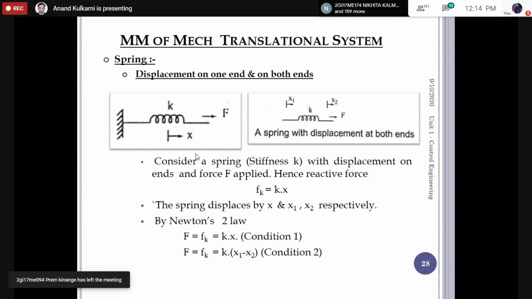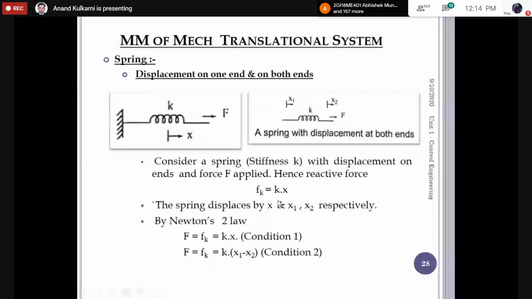How to write down the equation? By Newton's laws of motion, you have to write the force required to have a displacement of X. Here the force is input, displacement is output. So the force is equal to K into X. How did you get it? K is the stiffness, that is Newton per mm. Newton per mm multiplied by mm is Newton only, so the force is in Newton. So the applied force is equal to spring stiffness multiplied by displacement. This is as per Newton's second law of motion.